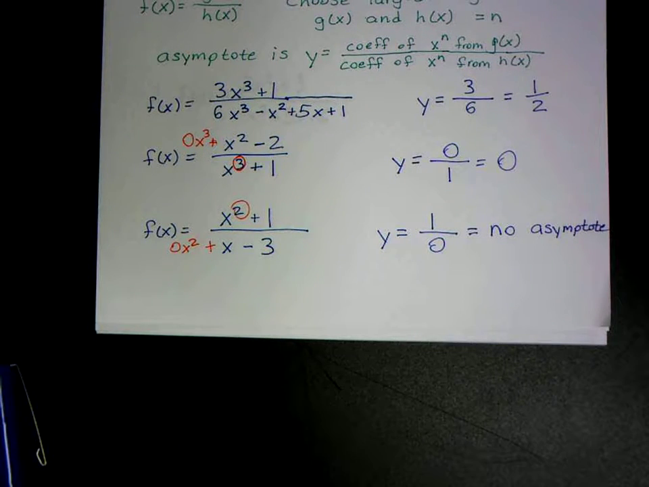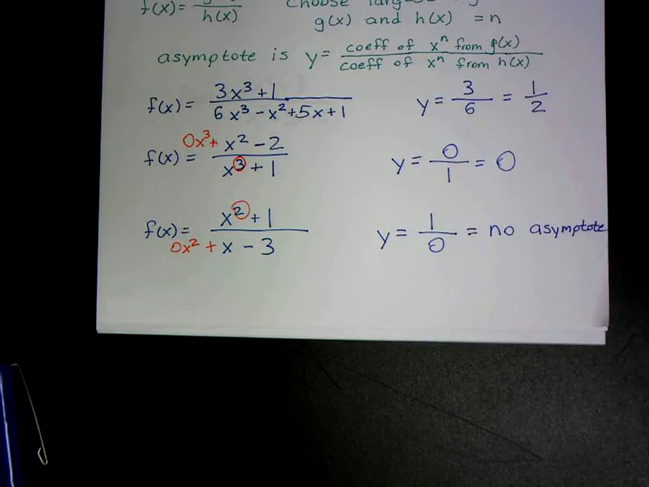The way the book presents it is, if your powers match, then your asymptote is equal to the ratio of the coefficients of both powers. If your power is smaller on the top, then your asymptote is equal to 0. If your power is smaller on the bottom, then you do not have an asymptote. So they give it to you as three rules. I try to give it to you as one rule where you choose your largest power and then you use the coefficients of them. And if you don't have the power, then you just use 0 for your coefficient.